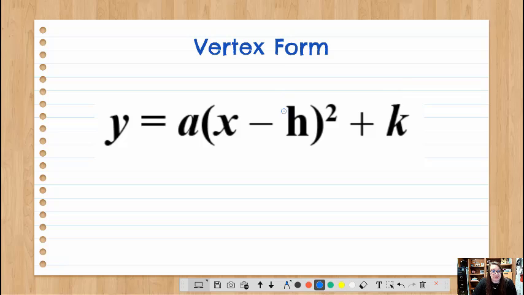What I want you to notice is in this formula, the vertex is actually the point (h, k). So when we look at this, we can see the h and the k right in the formula. That's why it's called vertex form. The h has a minus in front of it, which means that when we look at the vertex form, you look at the opposite of that number, and that's what you use for h. The k has a plus in front, so take the regular k.